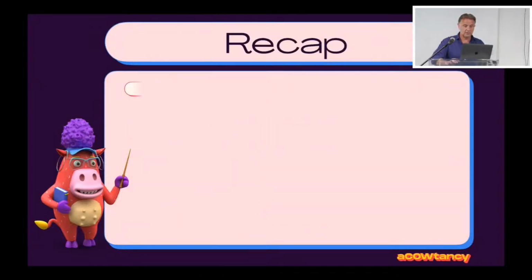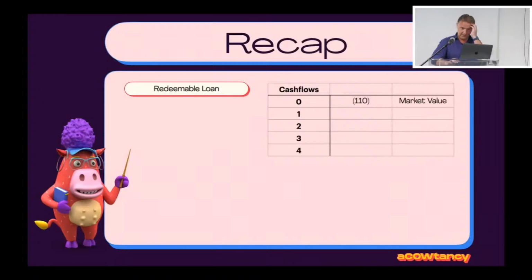Okay, then cost of redeemable debt. How do we work that out? We put the market value in first, then what do we put in? Years 1, 2, 3 and 4. The interest charge, whatever that was, put that in. And what goes in on year 4?